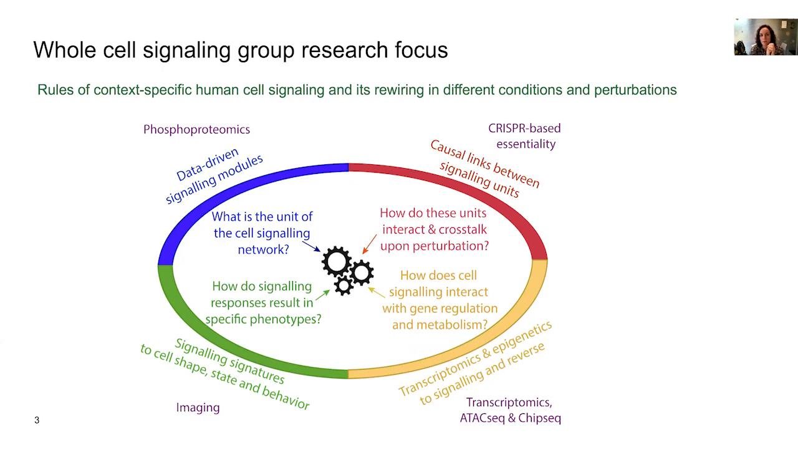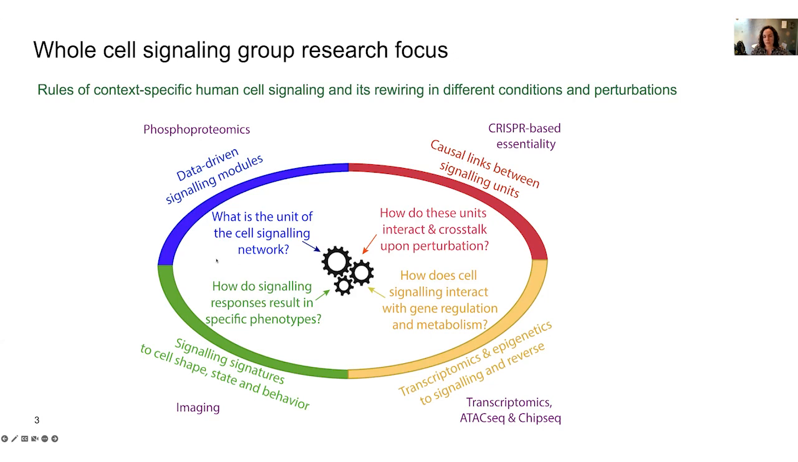This is very important, for example, in medicine or synthetic biology, because then we can know, for example, why a patient doesn't respond to a drug, whereas another patient with the same disease does, or we can design custom systems in synthetic biology to respond and produce things the way we want. So it's important to understand these rules. We use different kinds of unbiased omics data sets, so phosphoproteomics, CRISPR-based essentiality, transcriptomics, imaging data, and here we have our major questions that we target in the group.